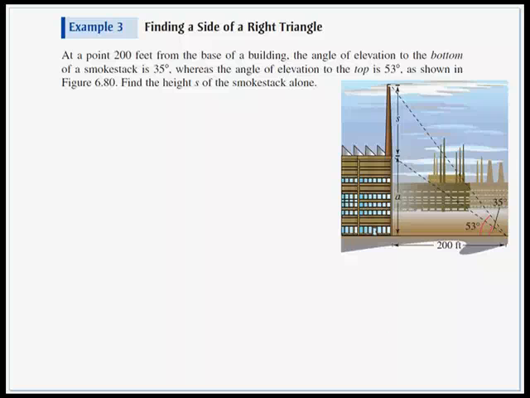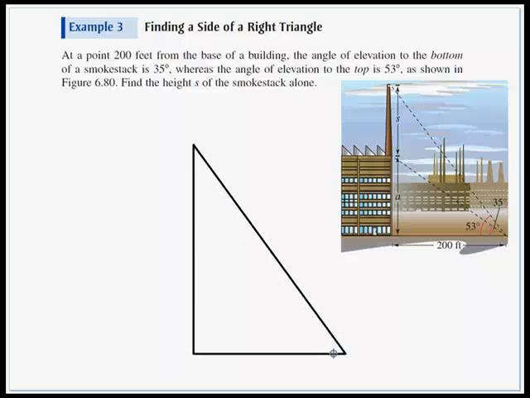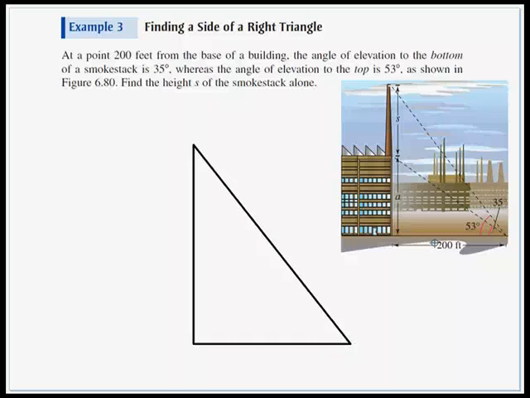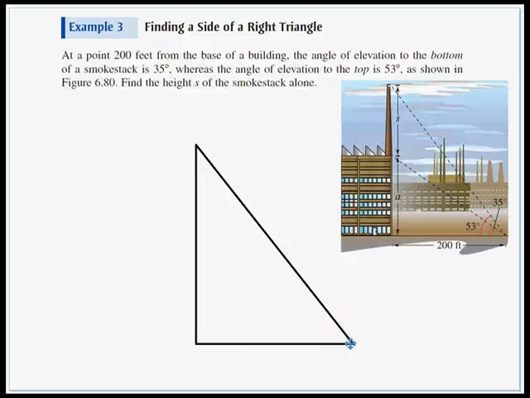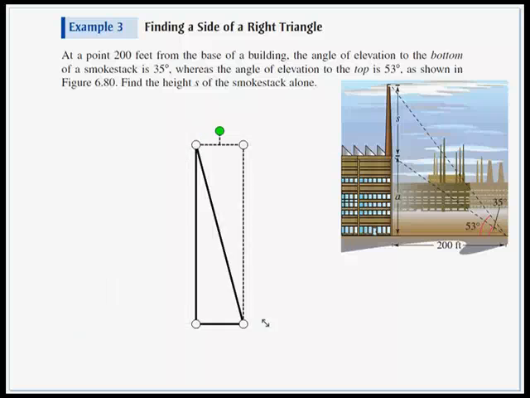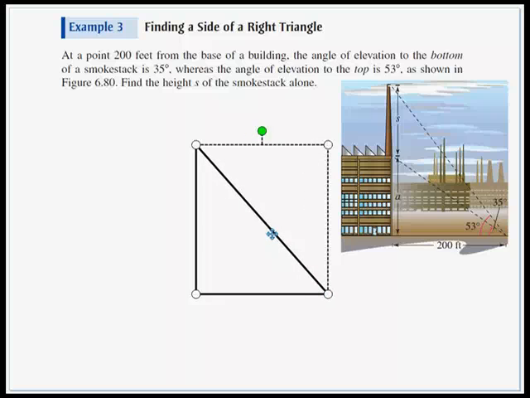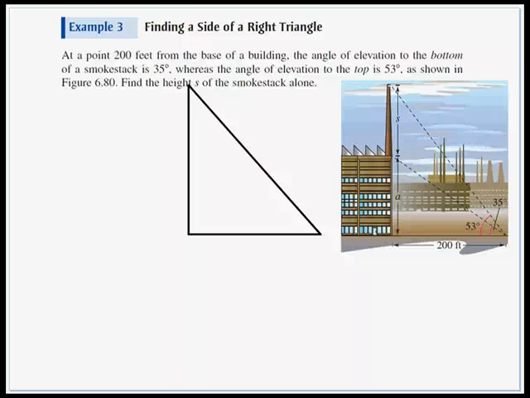So I'm going to come here under the picture, and we'll sort of scale this down and do it in chunks. So this will work here. If we want to find the height of both the building and the smokestack, we're going to use the 53 degree angle. This bottom length of the triangle is 200 feet. That doesn't change.